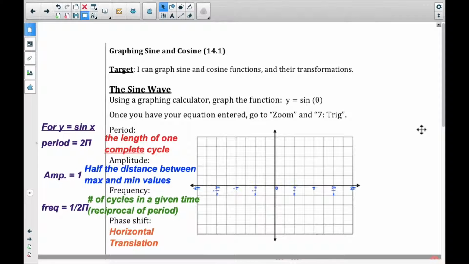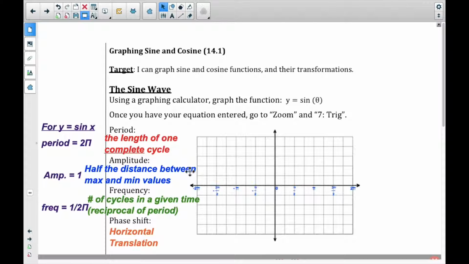All right, this is on page 14 of your notes. So we're talking about graphing sine and cosine functions. This video is just going to cover sine. So here we are. We want to graph this. Step one, using a graphing calculator to graph the function, and we did that. Zoom 7 trig, we did that.